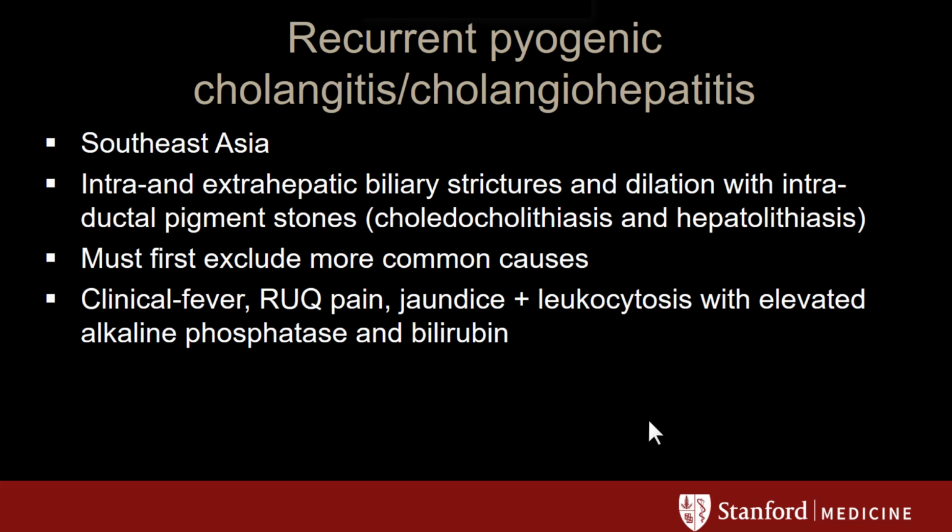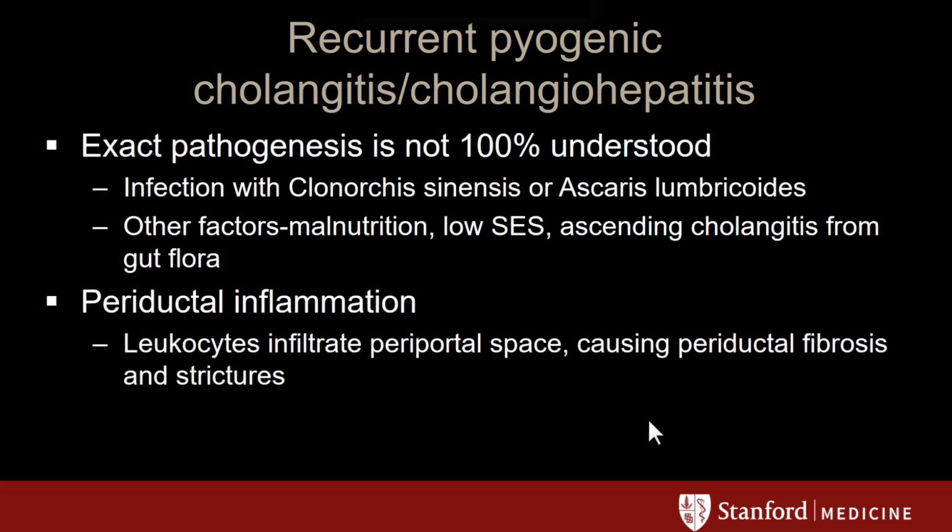You have to exclude other common causes, of course, and clinically there's your presentation. Often, like we said, in Southeast Asians, we don't understand this entity 100%, but infection with Clonorchis and Ascaris are thought to be involved. And you get periductal inflammation, so these white cells infiltrate the periportal space, causing fibrosis and strictures.